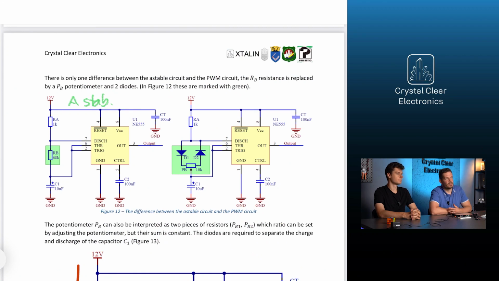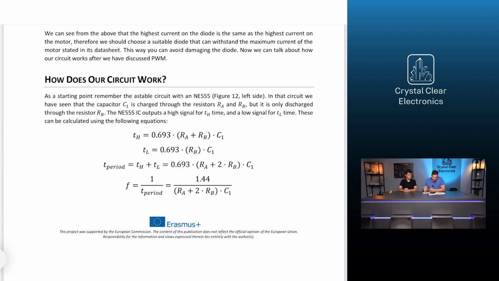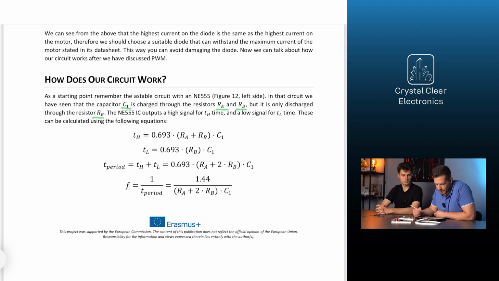Now we are getting to know how timing works in our pre-installed circuit. As a starting point, remember the astable circuit, which can be seen on the left side of the figure. In that circuit, we have seen that the capacitor C1 is charged through the resistors RA and RB, but it is only discharged through the resistor RB. The 555 IC outputs a high signal for TH time and a low signal for TL time, the marking H referring to the word high and the L referring to the word low.